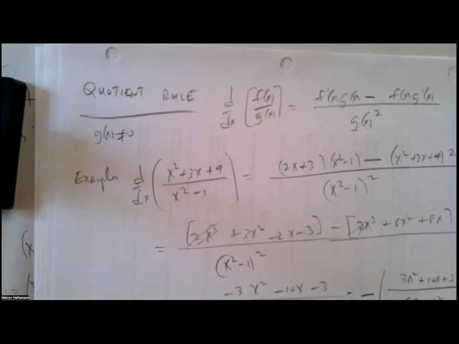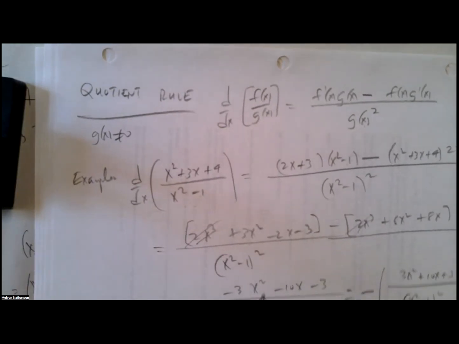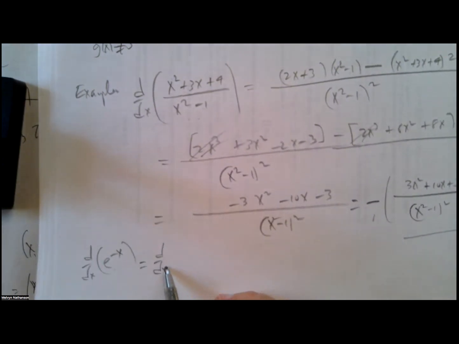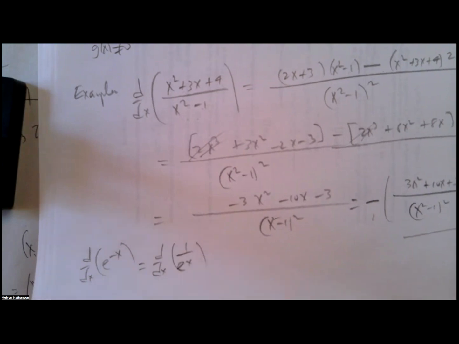Suppose we wanted the derivative of e to the minus x. You know the derivative of e to the x is e to the x, but what is e to the minus x? Well, we can use the quotient rule because e to the minus x is the same as 1 over e to the x. So this is now a quotient.